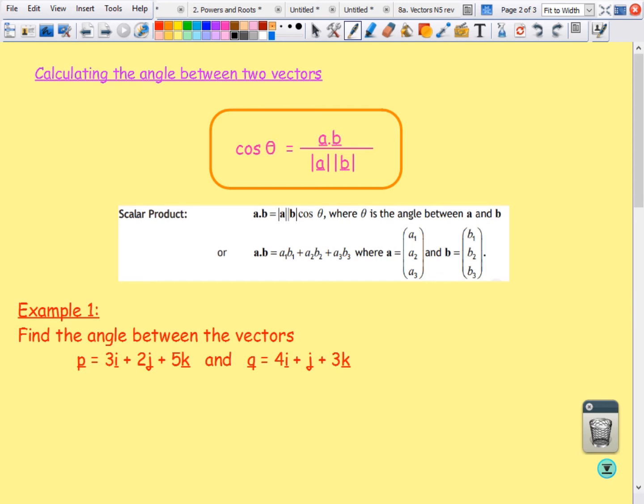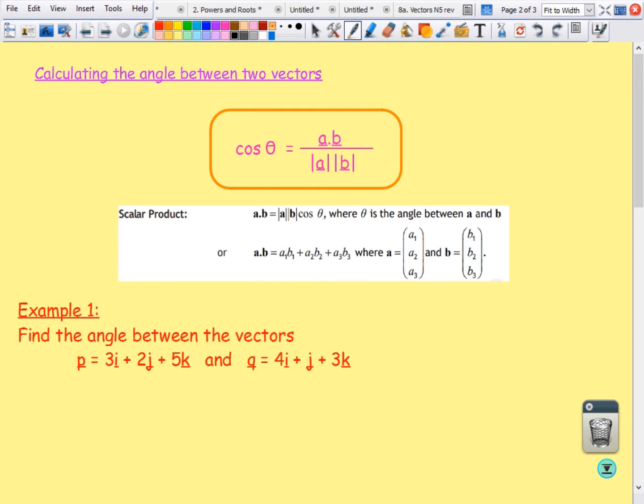Okay, so we've dealt with scalar products in two different ways. The first way was using the cos theta version. The second way was if you had the components of two vectors, so that's one where you times and add, and times and add, and times and add. Today we are still using the scalar product formula from your formula sheet, but we're using a rearrangement of it.